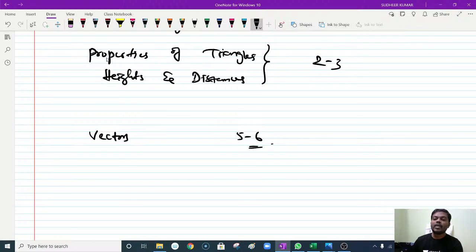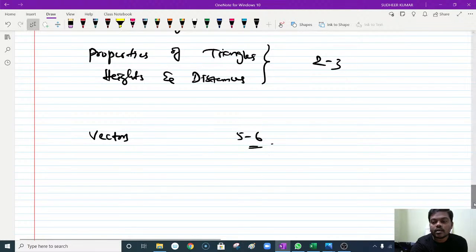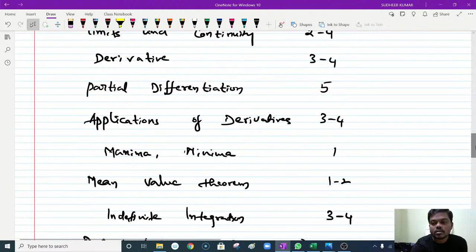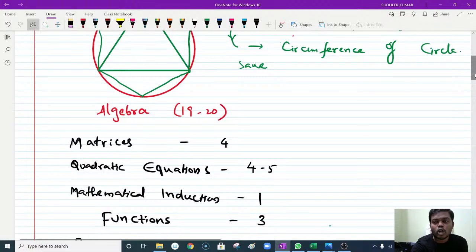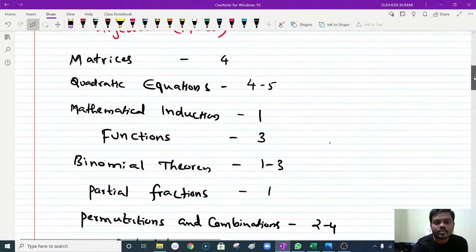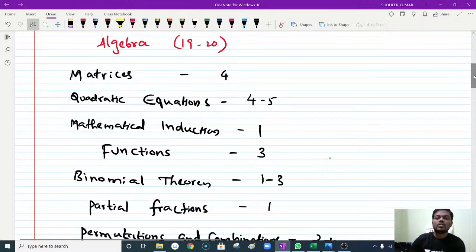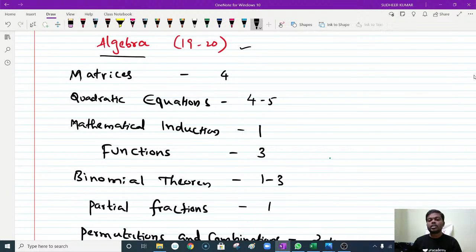So once again we'll repeat the same. You can see that. You can note it down, or else you can take screenshots. It is easy. So the first one is algebra. Algebra 19 to 20 marks.